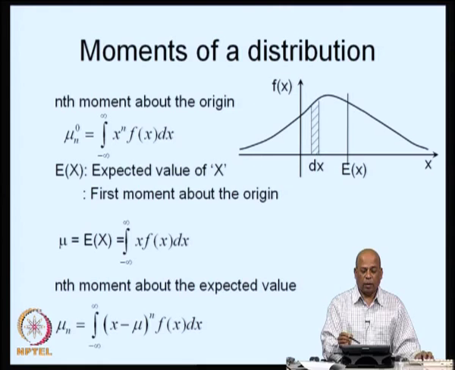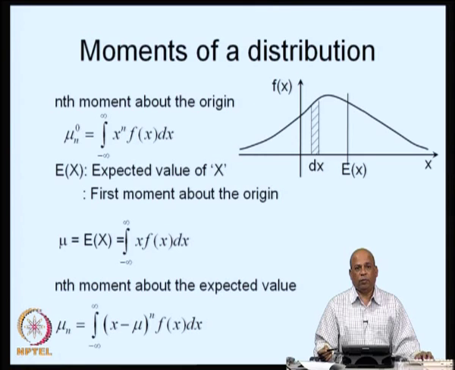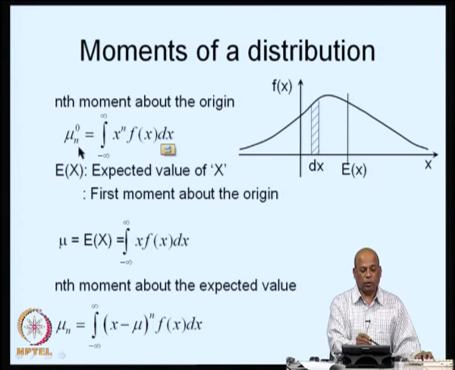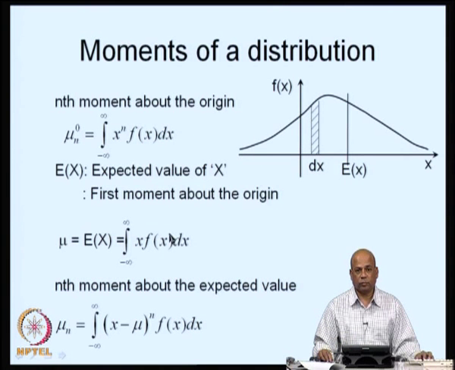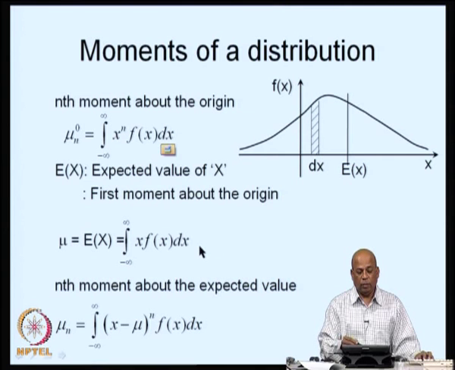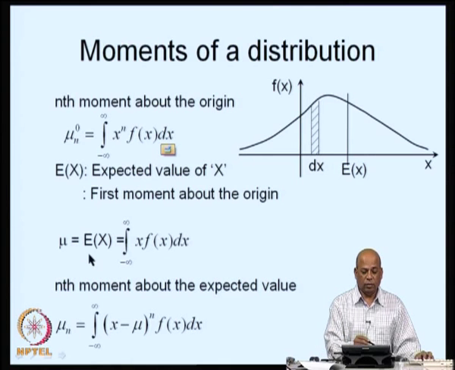So, the first moment about the origin, when n is equal to 1, is called the expected value of x. So, we are putting n is equal to 1 here. So, mu 1 prime, which is denoted as mu simply, is equal to the expected value of x, the integral from minus infinity to plus infinity of x into f of x dx. We will come to the implications of this later on in subsequent classes, but this is just the expected value of x.